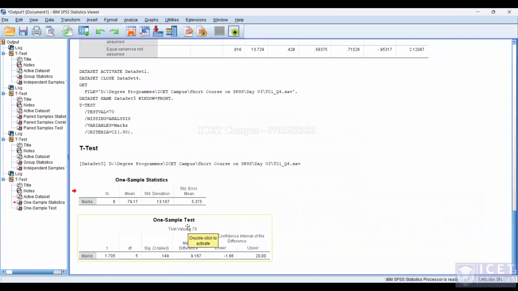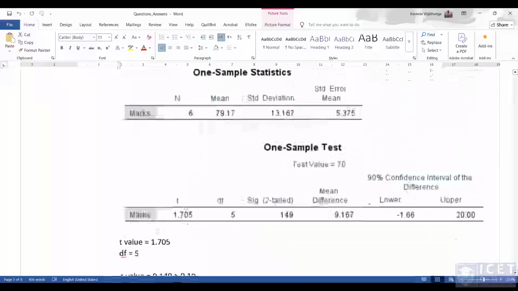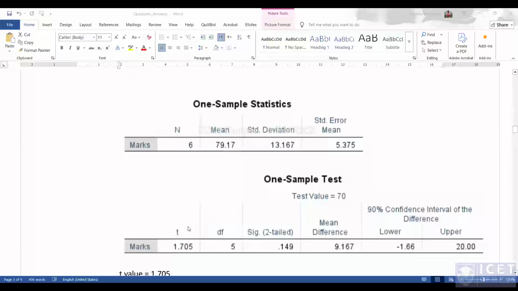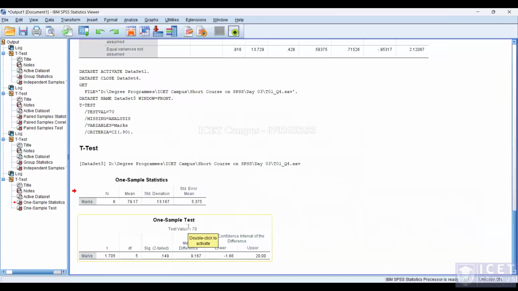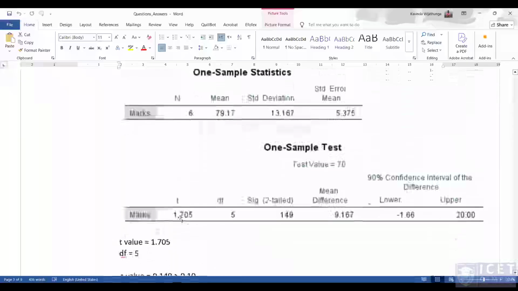So the null hypothesis is the score is above 70. The alternative hypothesis is the score is below 70. Then we can take this output, which is written here. Here you can see the t-value is 1.705.